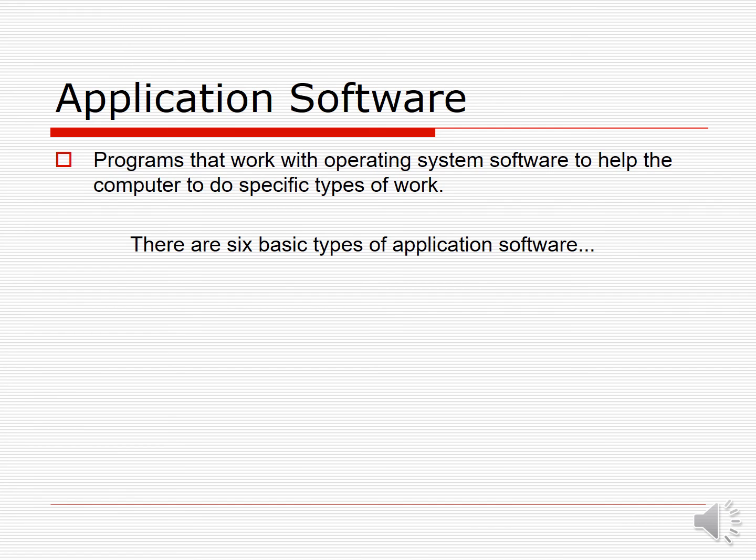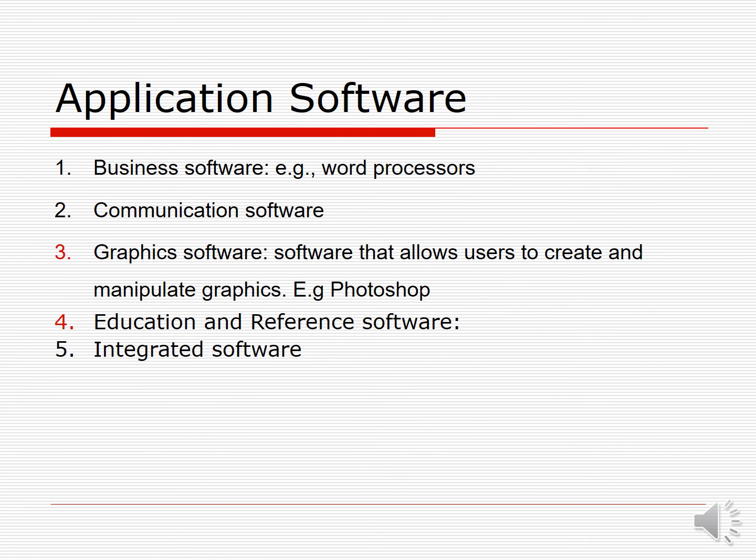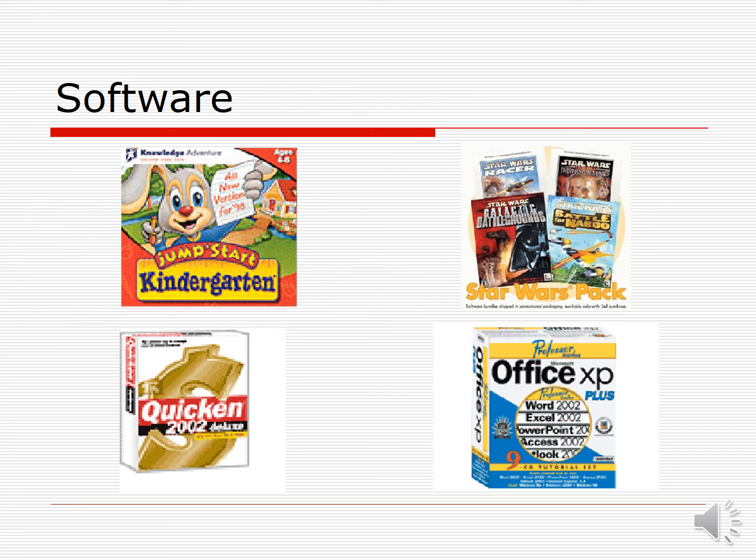These are the programs that work with operating system software to help the computer to do specific types of work. There are six basic types of application software, and these are the business software, communication software, graphics software, education and reference software, integrated software. Among the types of available software are these you can see on your screen: Jumpstart Kindergarten, Quicken 2000, Office XP, Star Wars Park, etc.